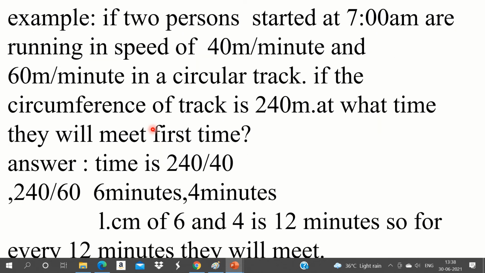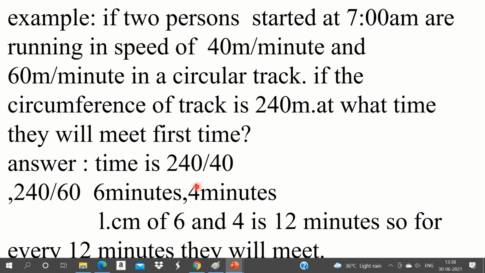If two persons started at 7 a.m. are running at a speed of 40 meters per minute and 60 meters per minute on a circular track. Remember the point, it is a circular track. If the circumference of the track is 240 meters, what time will they meet first time? They will meet at what time?